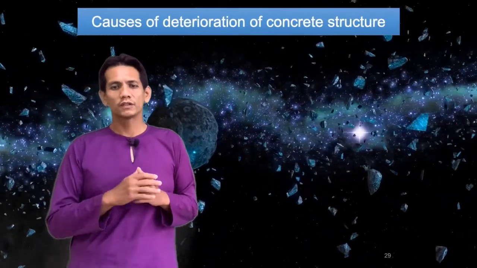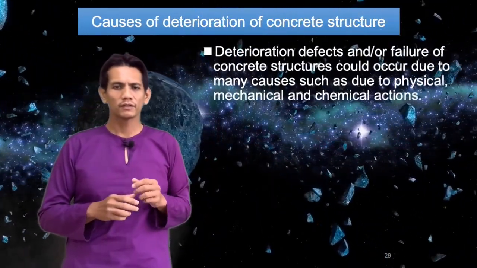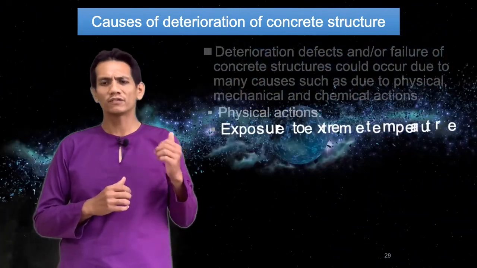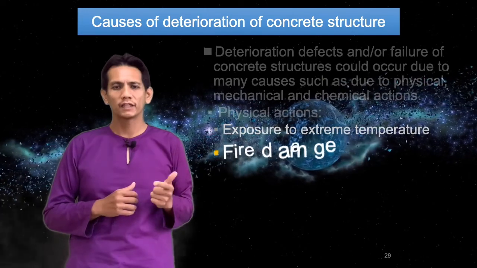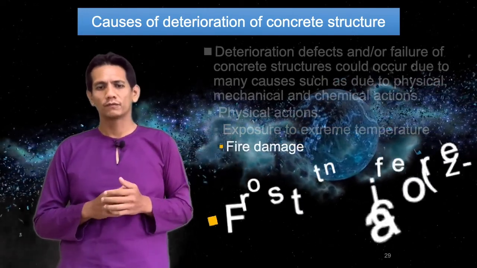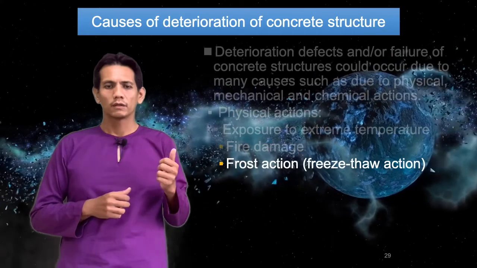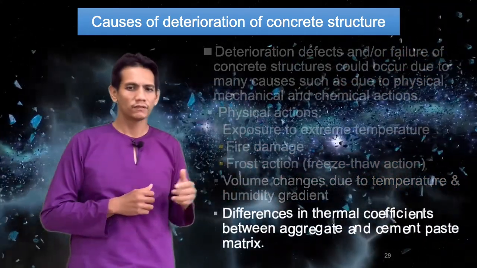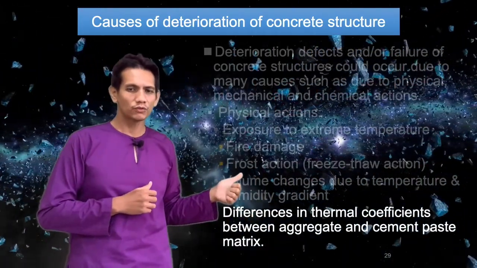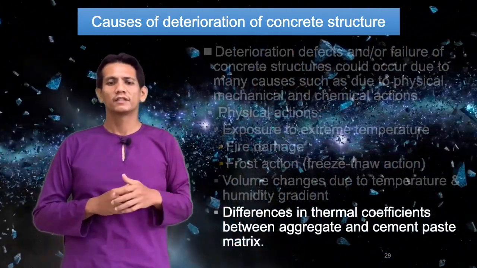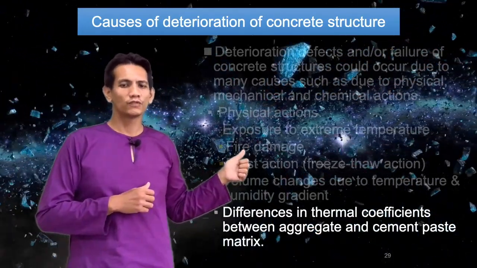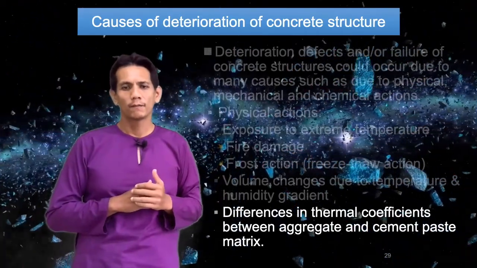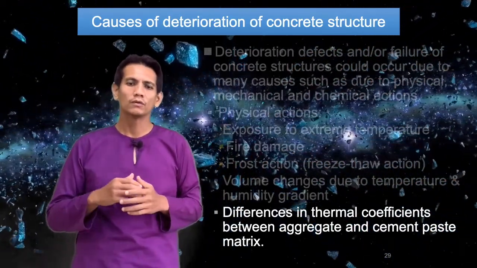So what are the causes of deterioration of concrete structure? Deterioration, defect, or a failure of concrete structure could occur due to many causes, such as physical, mechanical, chemical action. For example, physical action: exposure to extreme temperature, fire damage, frost action, freeze-thaw action, volume changes due to temperature and humidity gradient, differences in thermal coefficient between aggregates and cement-based material. These are a few actions that can cause deterioration to concrete.